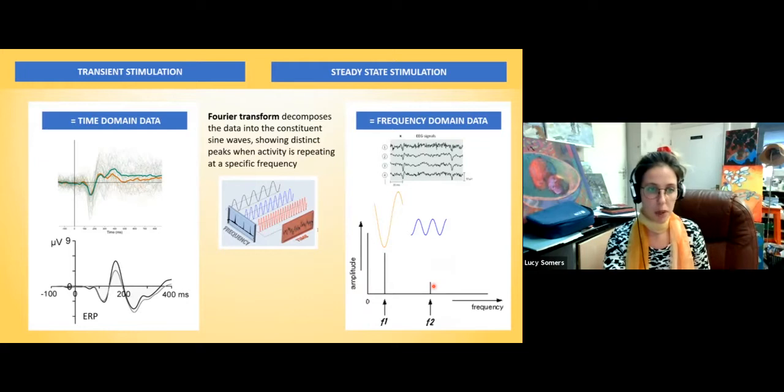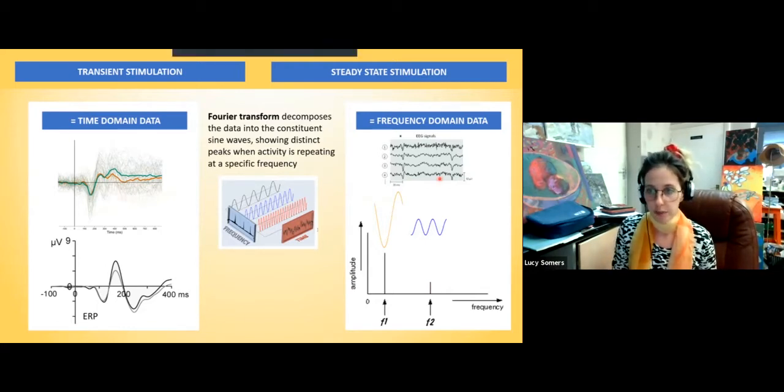So where with ERPs, you take your data and average across all of the trials and all of your observers to obtain the waveform, with steady state stimulation, you take the raw EEG data and you perform a Fourier transform. Now, this is a mathematical process that decomposes the messy EEG data into all of its constituent sine waves to see at what frequencies activity is repeating. And what this results in is a plot somewhat like this, where you have the frequency increasing along the x-axis and amplitude of brain response on the y-axis. And you look for specific peaks at certain frequencies.